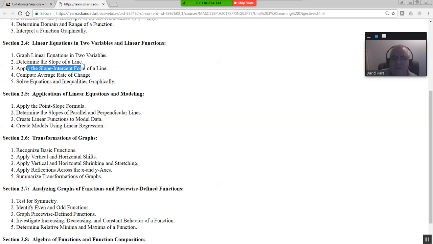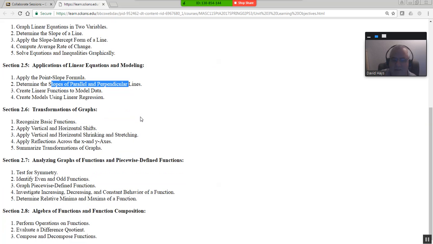So we applied the slope-intercept form, or I guess we came up with a slope-intercept form. It says apply, so use them basically. So I use both of those. Now parallel and perpendicular lines. Let's talk about that.